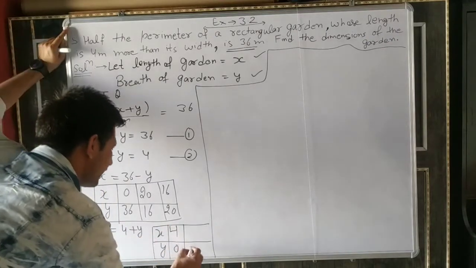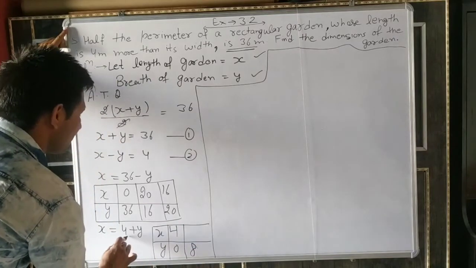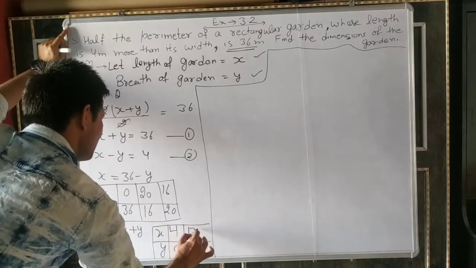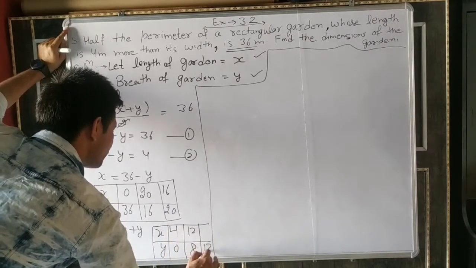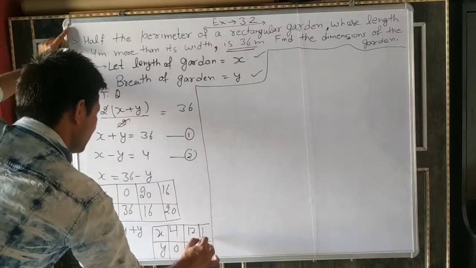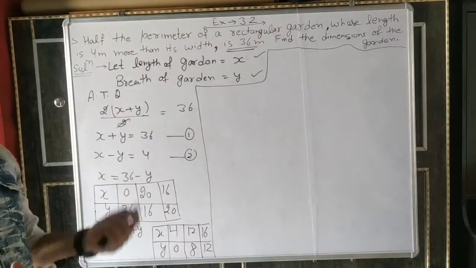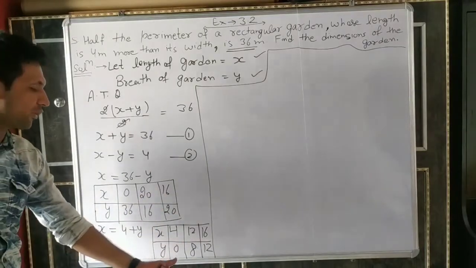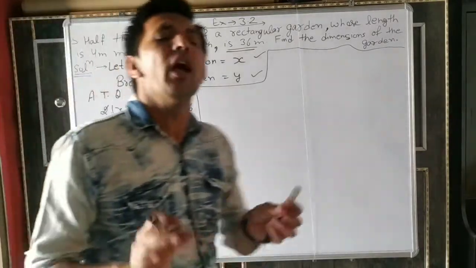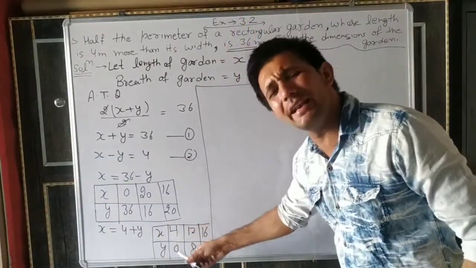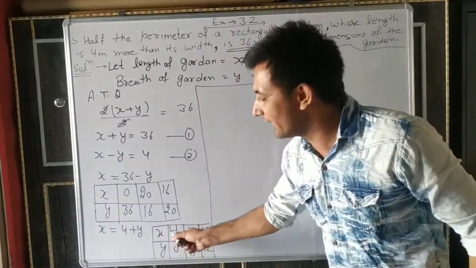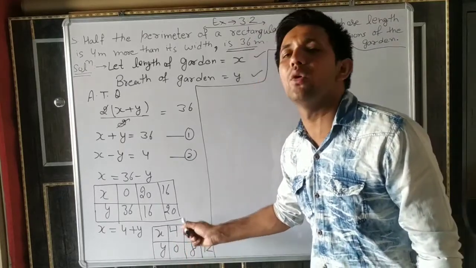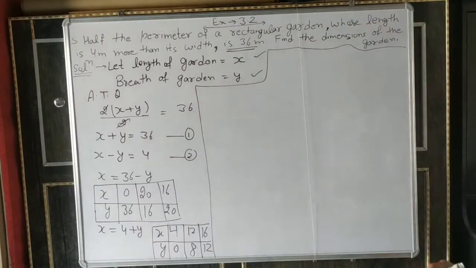If y is 8, then x is 8 plus 4, it is 12. If y is 12, 12 plus 4 is 16. We try to take all values as multiples of 4, because if you draw the graph, it is easy to show. Otherwise, you can put any number for x and find the value of y, or put any value of y and find the value of x. Now we will draw the graph, dear.